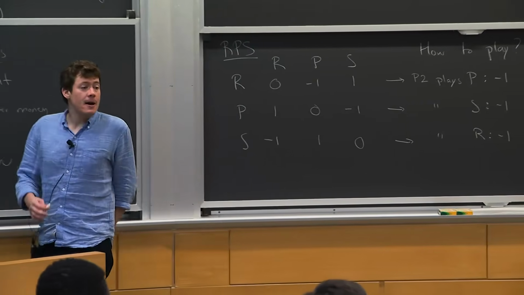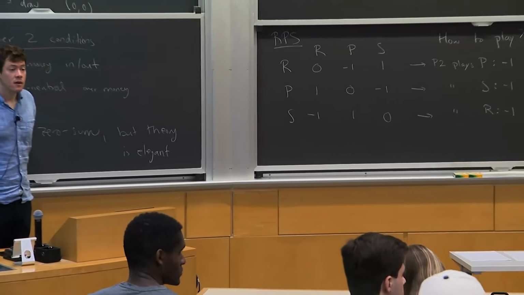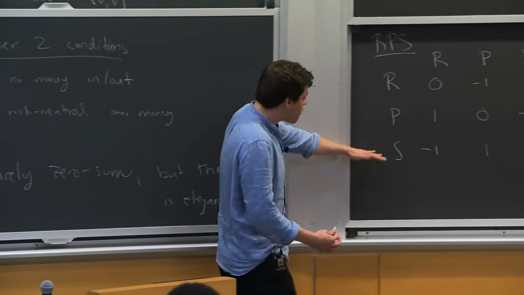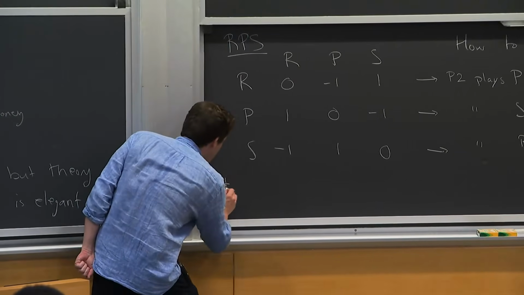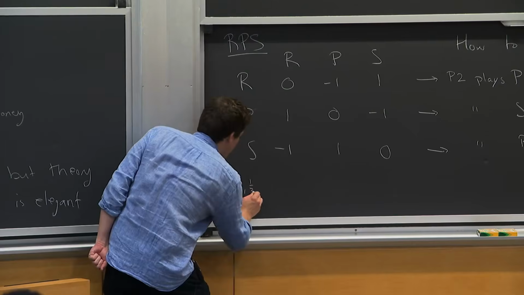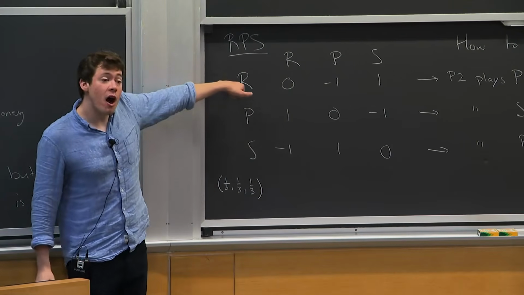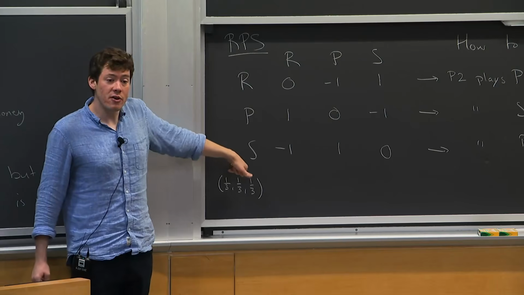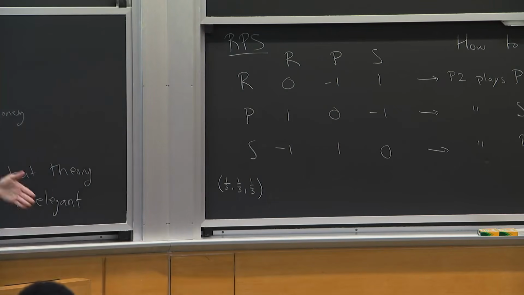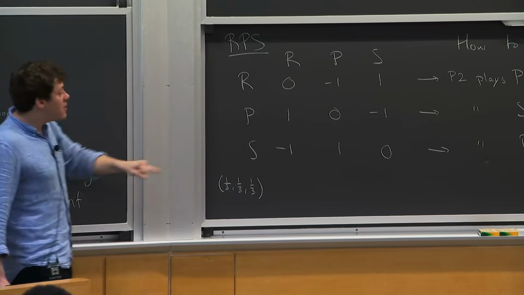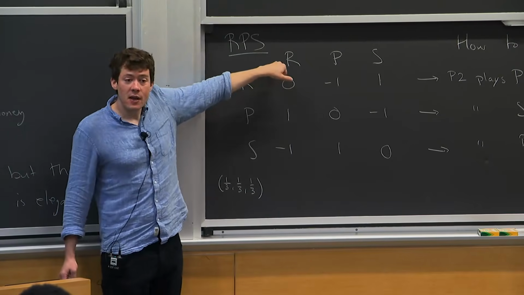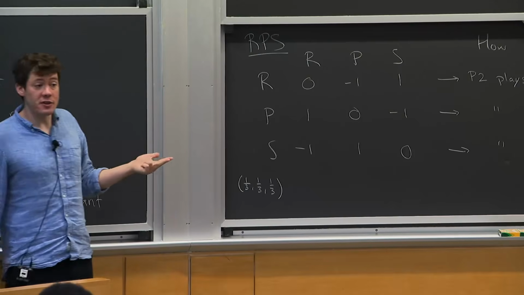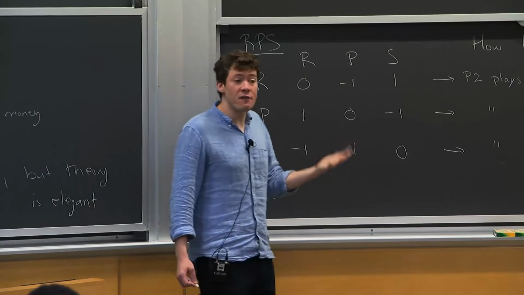Any thoughts? Yeah? Randomized such that you play each of rock, paper, scissors with equal probability. Great. So let's look at the mixed strategy. I'll write it down here, and I'll call this strategy 1/3, 1/3, 1/3. And the meaning of this is I play rock with probability 1/3, paper with probability 1/3, and scissors with probability 1/3. And it's not too hard to see that if I play this strategy, then whatever my opponent does, I'm going to win 1/3 of the time, I'm going to lose 1/3 of the time, and I'm going to tie 1/3 of the time. And therefore, my expected payoff is going to be 0.